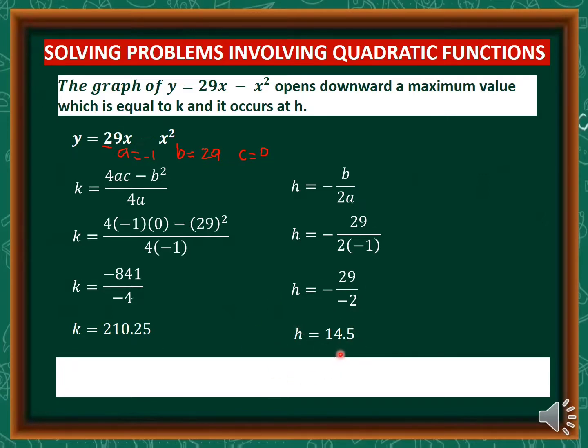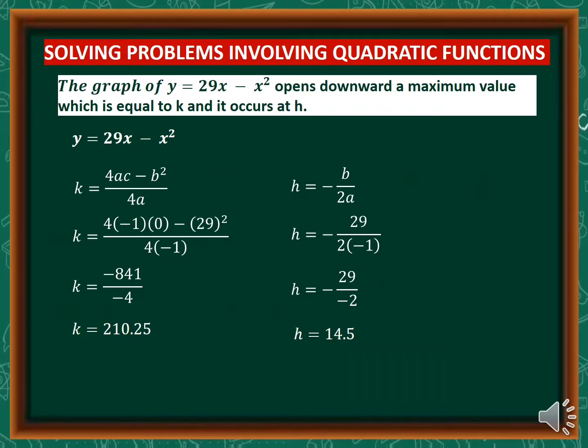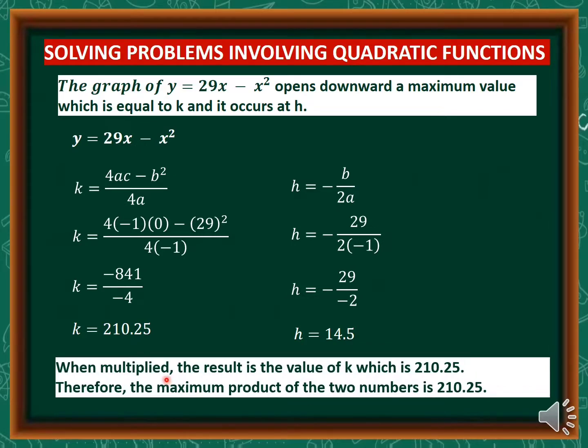Yung dalawang number, therefore, now, pag multiply natin, that will give its maximum possible product are equal to H, which are 14.5 and 14.5. So, therefore, we can say that when multiplied, 14.5 times 14.5, the result is the value of K, which is 210.25. Pag multiply natin to, 210.25. So, therefore, the maximum product of the two numbers is 210.25.